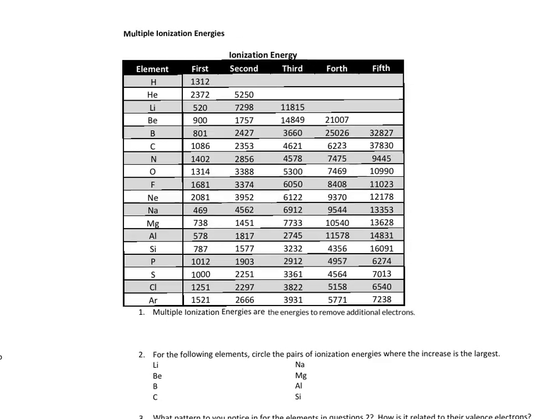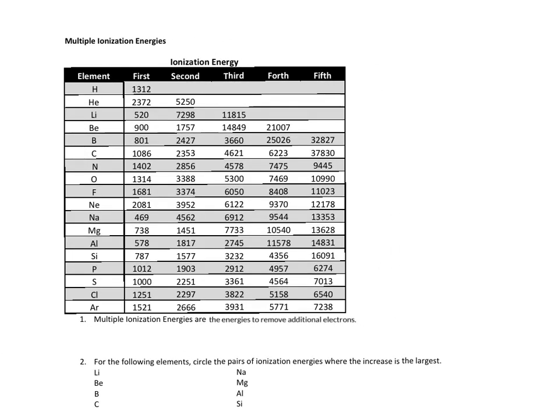The back side includes what are known as multiple ionization energies. These are simply the energies to remove additional electrons. So first ionization energy is the energy to remove the first electron, and then the second, and then the third, and then the fourth, and then the fifth. And what you should notice is that the ionization energies always increase as you go from the first to the second to the third. The price always gets more and more and more.